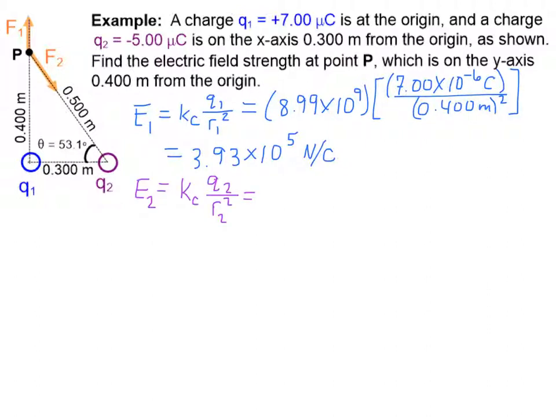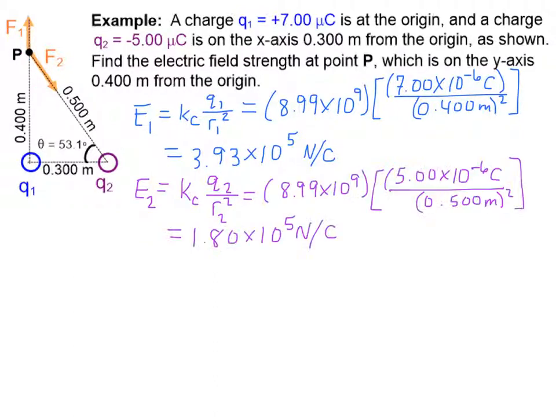For the strength of the electric field produced by charge 2, I'm going to plug in the value of the charge of charge 2. And the radius, in this case, the radius 2 squared, is going to be this distance here between charge 2 and point P. And this is what I get for the electric field strength produced by charge 2.